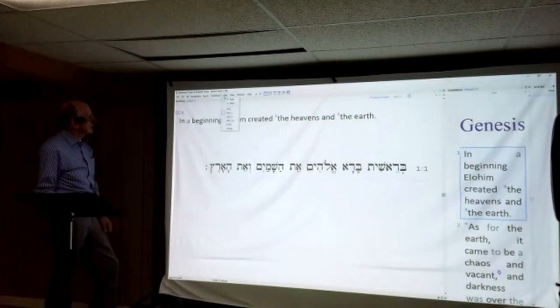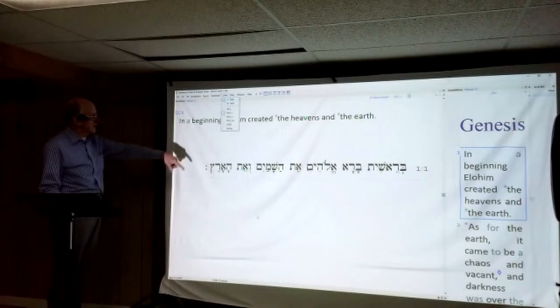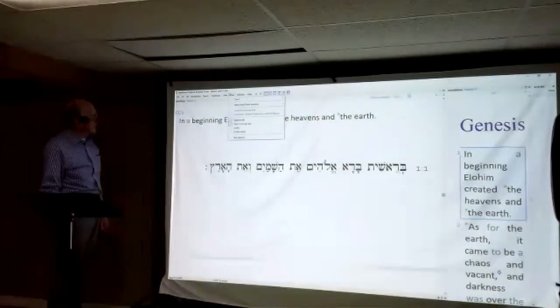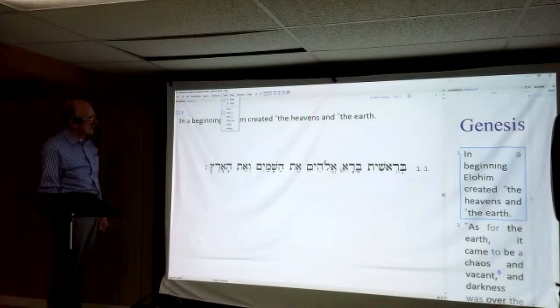Okay, the lines here, there are different lines that you can add to this. I just have the two lines. I have the Kethiv, which is the markings, and the Hebrew text, and then I have the WLC, which is the... I don't even know what that is anymore. But anyway, those are the two I have.